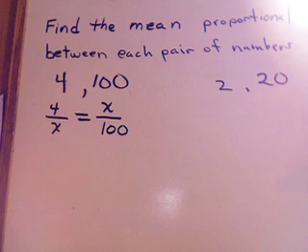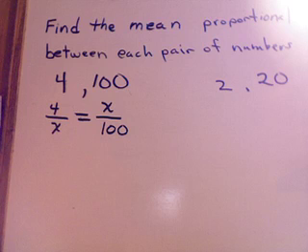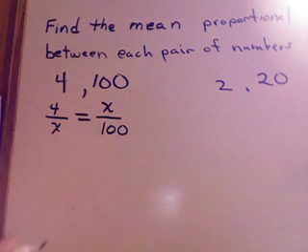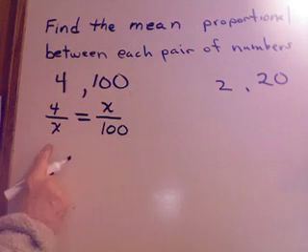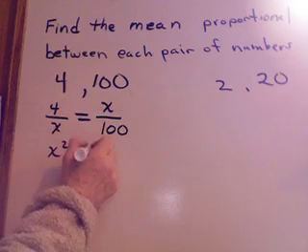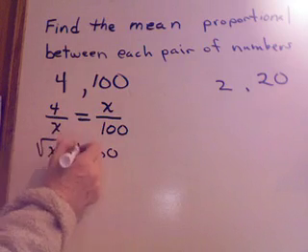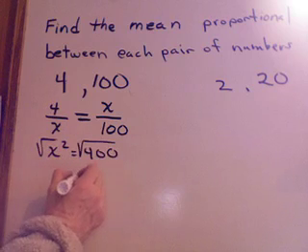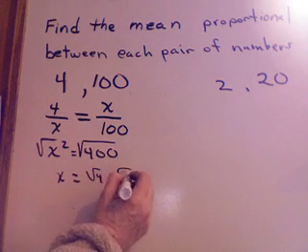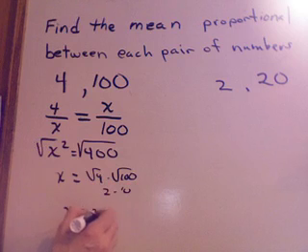Well, I could use trial and error. I could try 5, 6, 7 each time and solve and see which one works. But you guys know algebra, and we can use some algebra to solve this. Cross multiply. X squared equals 400. All right, how do I get x? Square root both sides. X equals square root of 4 times square root of 100. 2 times 10. Oh, x is 20.